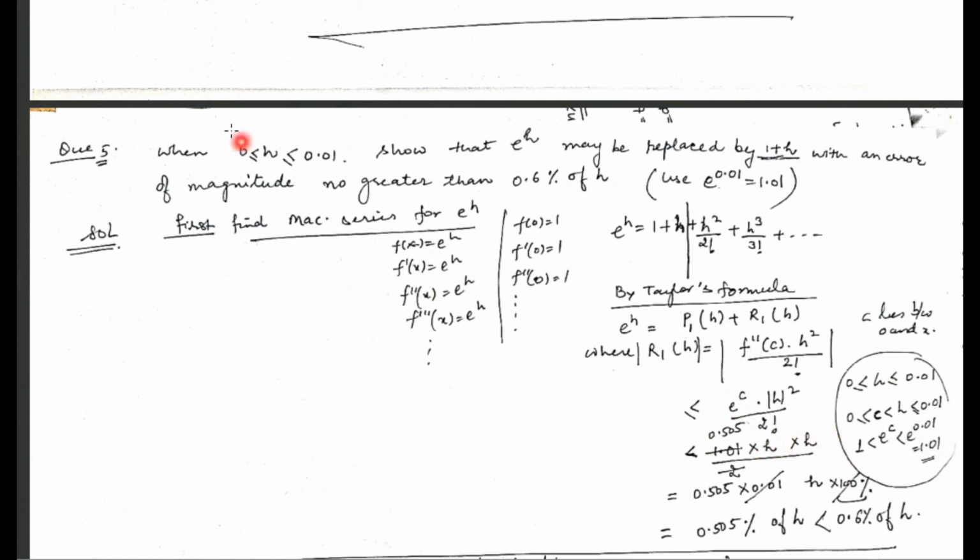Now one h we can replace with this number, which is less than or equal to 0.01. The other h we can take as it is. Now since we have to find the percentage, we multiply by 100. This 100 cancels out with this, so we get 0.505% of h, which is clearly less than 0.6% of h. This is what we had to show, which is true.